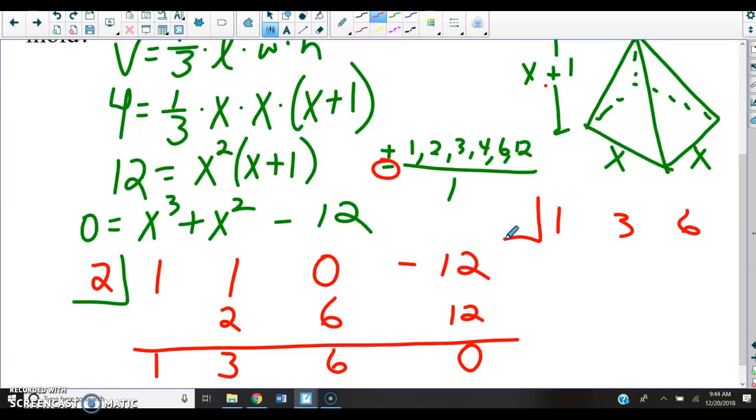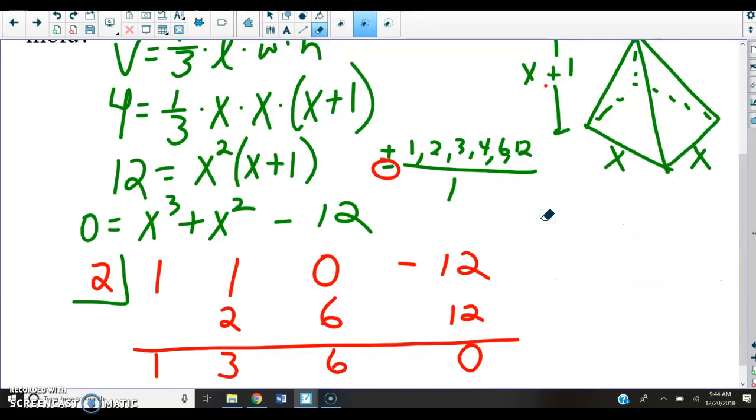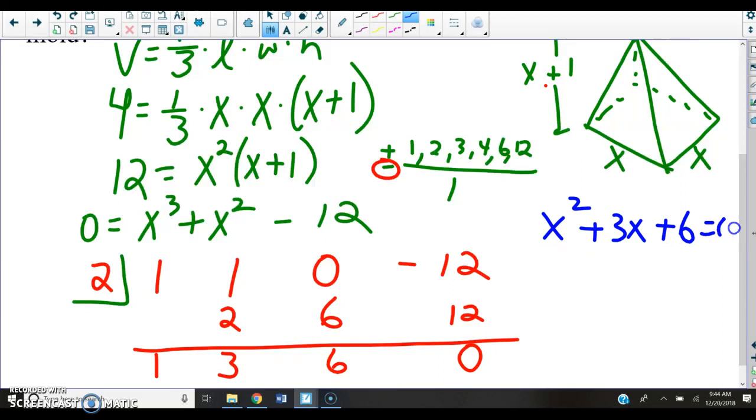Okay, let's try 2 again. Might not work though. So we bring down the 1. Actually, we can solve this like a quadratic. Let's do that. Okay. So let's go back to this and think of this as x squared plus 3x plus 6 equals 0. And I think you'll see that this will not factor, so it would be irrational.